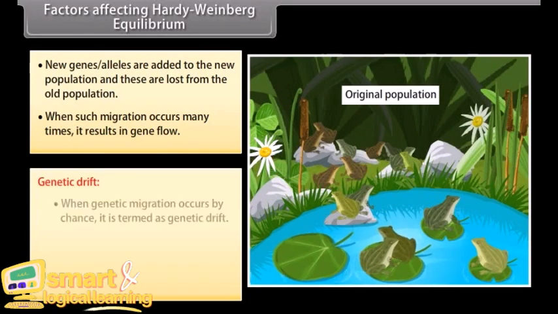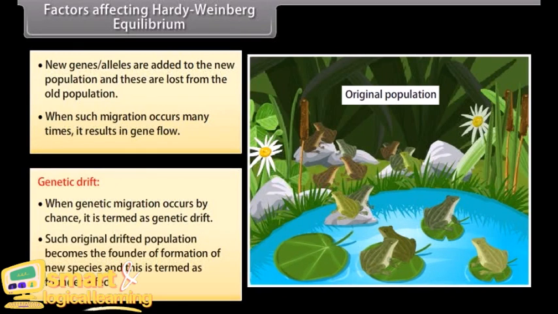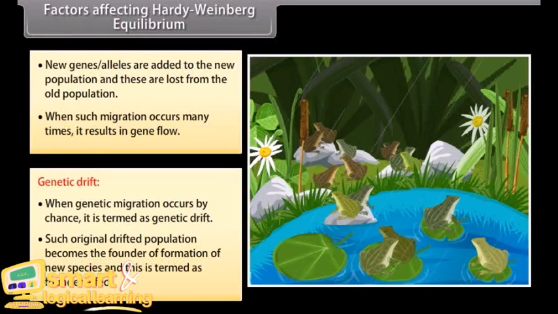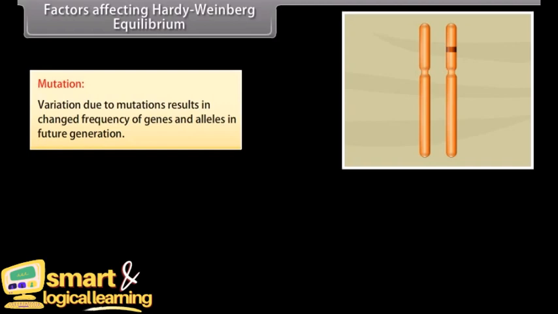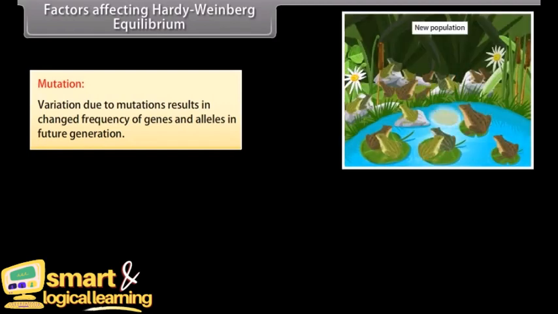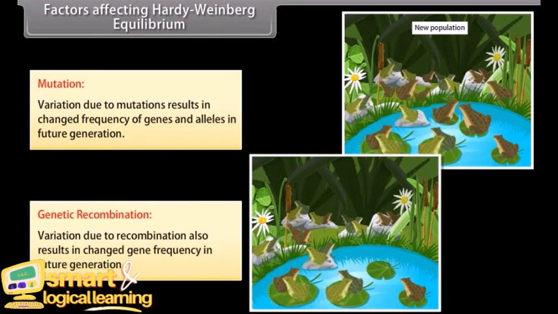Genetic drift. When genetic migration occurs by chance, it is termed genetic drift. Such an original drifted population becomes the founder of a new species, and this is termed the founder effect. Mutation. Variation due to mutation results in changed frequencies of genes and alleles in future generations. Genetic recombination. Variation due to recombination also results in changed gene frequency in future generations.